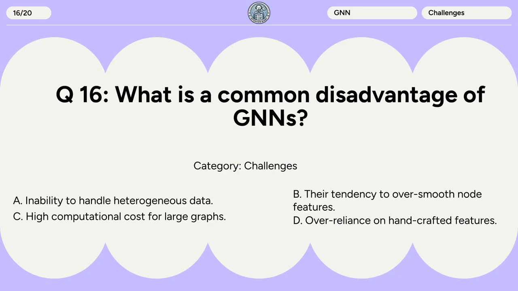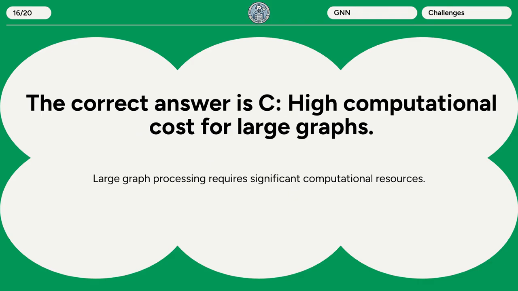Question 16. What is a common disadvantage of GNNs? A. Inability to handle heterogeneous data. B. Their tendency to over-smooth node features. C. High computational cost for large graphs. D. Over-reliance on handcrafted features. The correct answer is C. High computational cost for large graphs. Large graph processing requires significant computational resources.